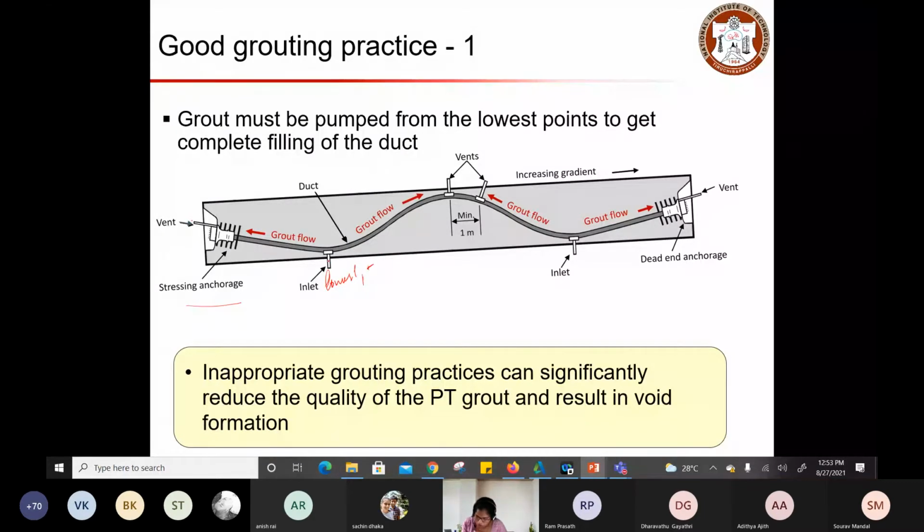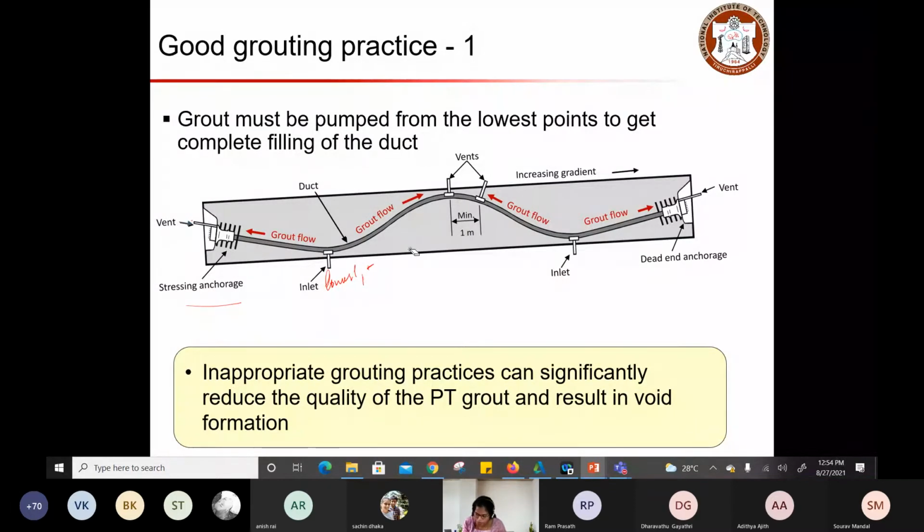So when you push things through this inlet at the lowest point, you have the grout flowing in this direction and in this direction. And once these regions are filled completely by the grout, the excess grout could come out through the vent. So this helps you ensure you have done a complete grouting with minimal or no void in the system. So this is one of the practices that you can do, basically pumping the grout from the lowest point to the highest point.